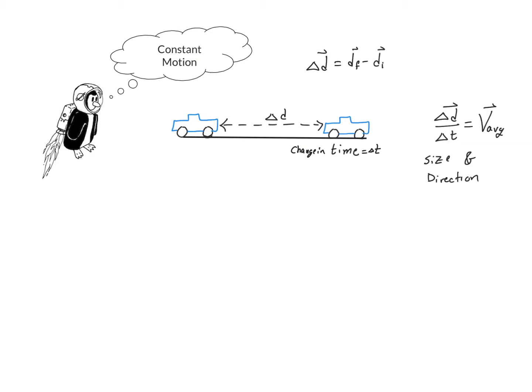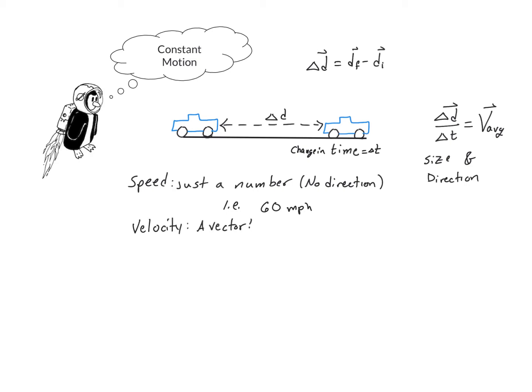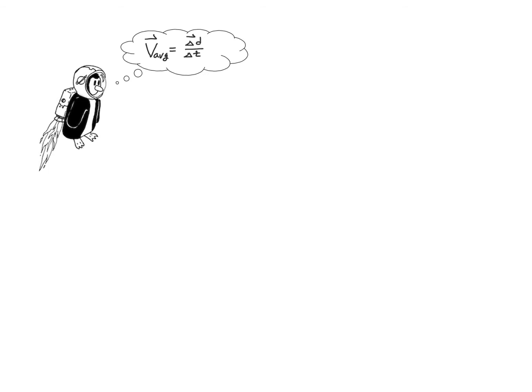It is important to know the difference between velocity and speed. Speed is just a number, but does not have an inherent direction. For example, if we say 60 miles per hour, we don't know what direction we're heading. Velocity, on the other hand, is a vector. It gives us more information. So if I say we're going 60 miles per hour northbound, we now know how fast we're going and in what direction we're heading. Let's use the v-average equation to solve a few problems.